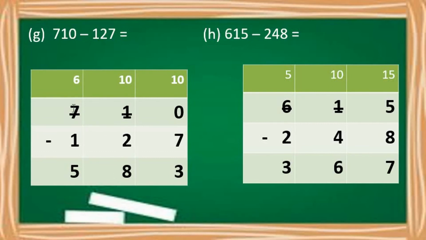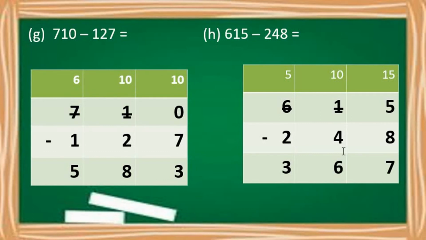Understood? And now again we cut the further digit and put the smaller one. 7 cut, put the 6. 6 minus 1. 6 minus 1 is how many? 5. Understood? So the answer is what? 583. 583 is our answer. Now question number H. Question number H is what? 615 minus 248. Again I am repeating for you.